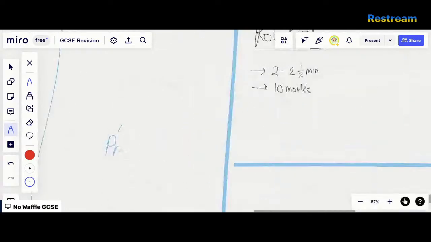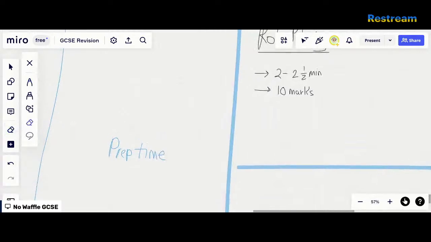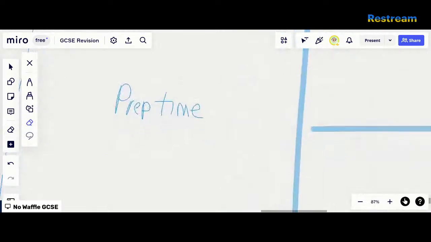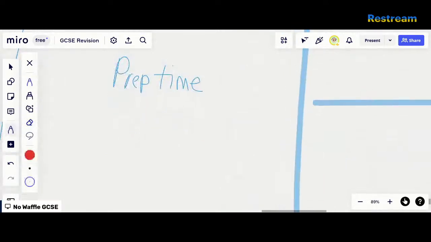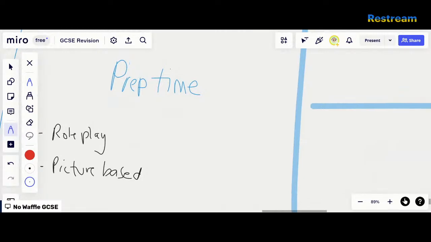Prep time. Now, within this little prep time, what you need to do is focus on preparing for the role play, the picture-based task, and finally, that's it actually, the role play and the picture base. You're not allowed to prepare for the general conversation, because just before you enter the general conversation, these things will be taken away from you.